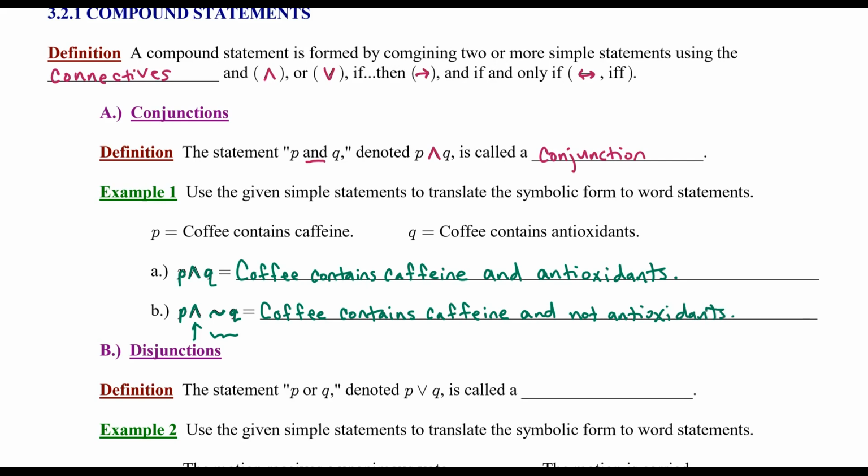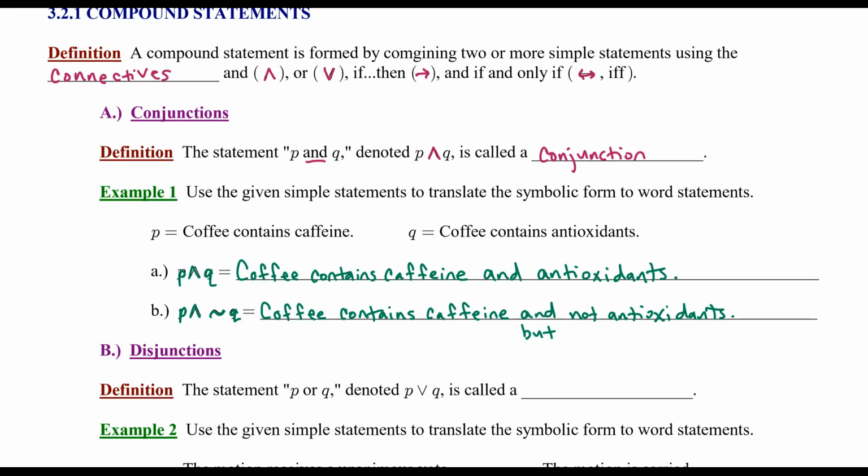Okay, it would also be equivalent to say coffee contains caffeine but not antioxidants. When I read that statement in English, I would translate it using this symbolic form. Another possible variation would go something like this: coffee contains caffeine, comma, but coffee does not contain antioxidants. So we're making this concise with the freedoms afforded by the English language.